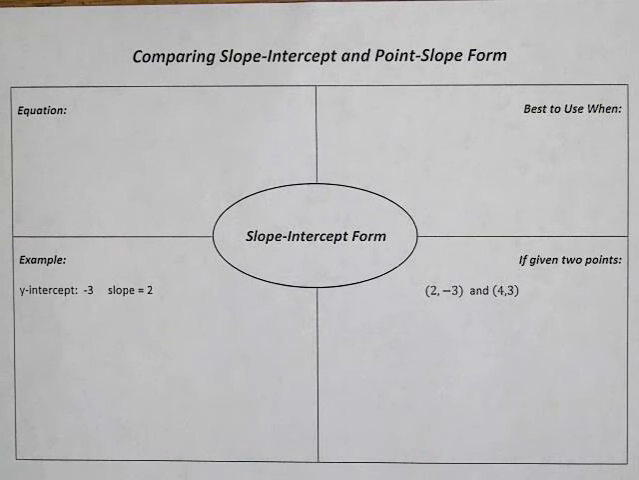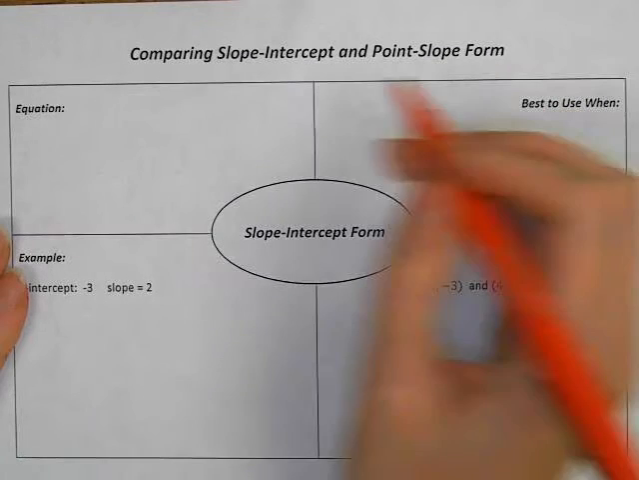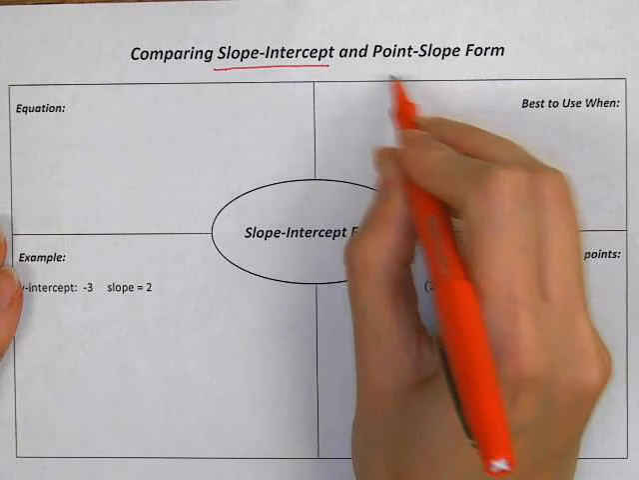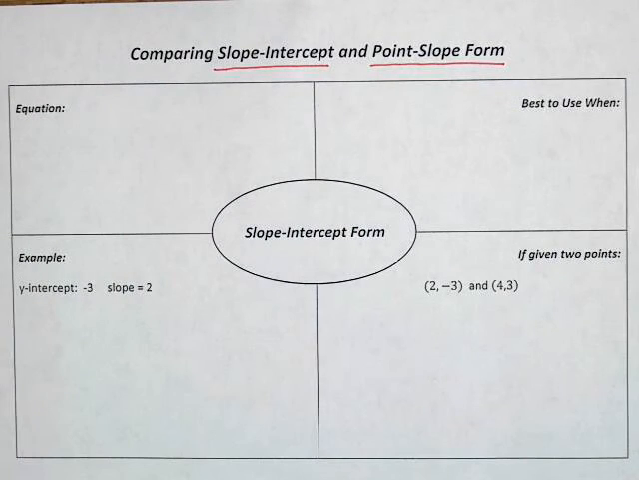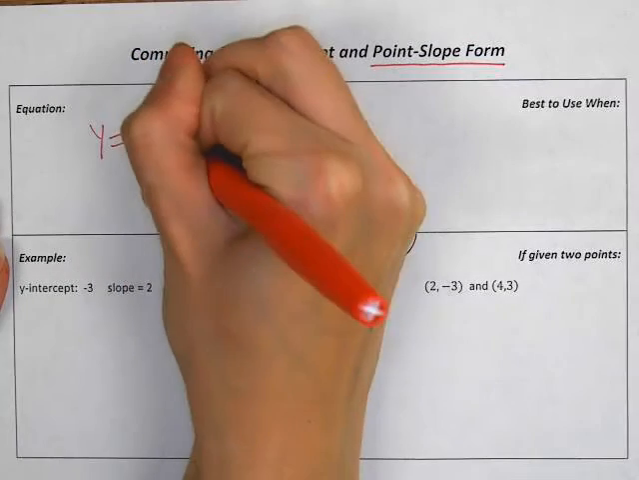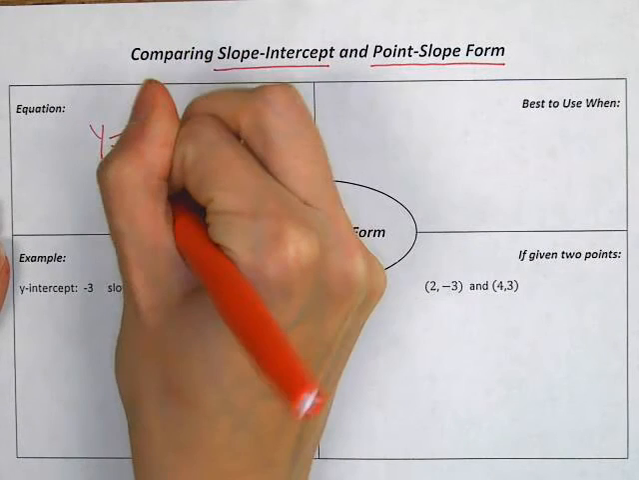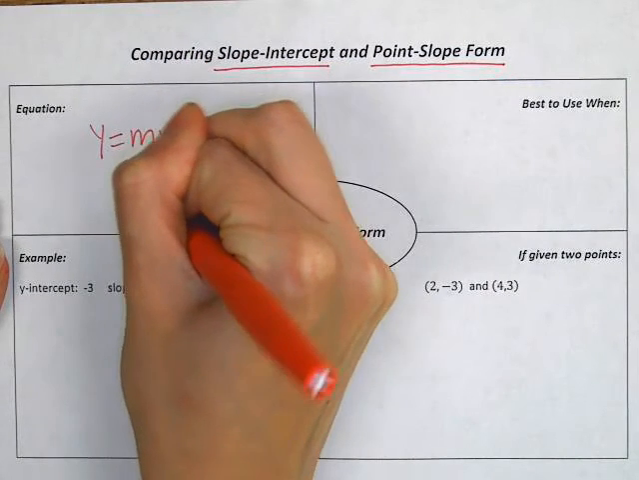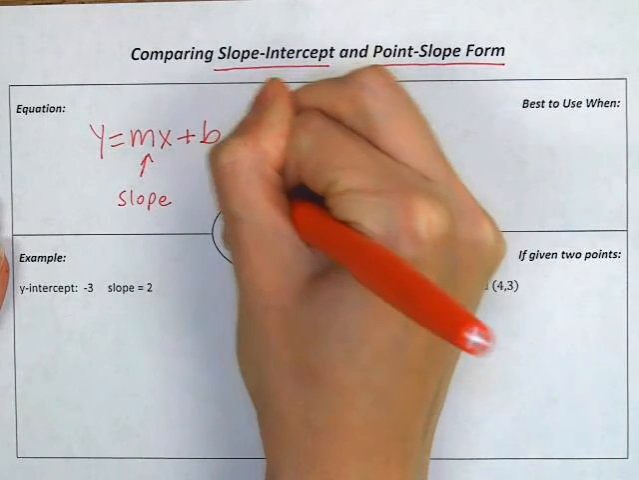Welcome to today's video on comparing the two methods, slope-intercept form and point-slope form. So let's review slope-intercept form first. The equation is y equals mx plus b, where m is the slope and b is the y-intercept.